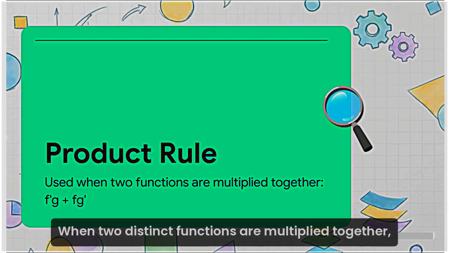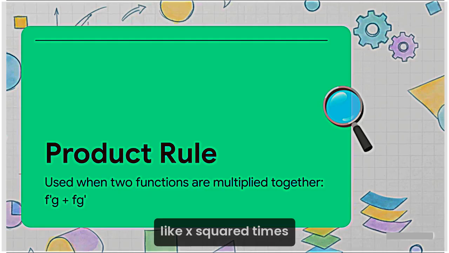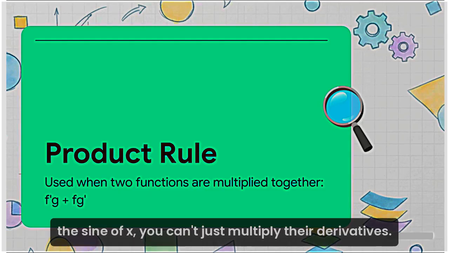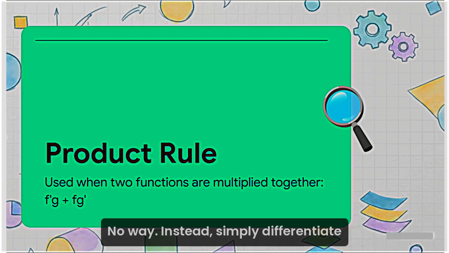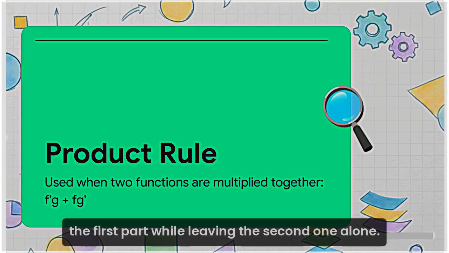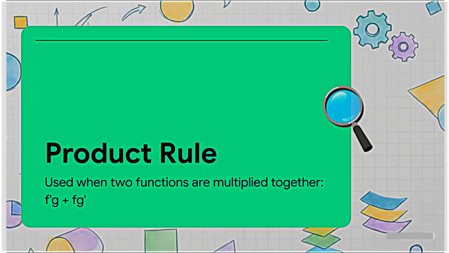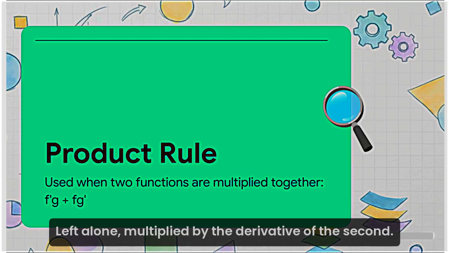When 2 distinct functions are multiplied together, like x squared times the sine of x, you can't just multiply their derivatives. No way. Instead, simply differentiate the first part while leaving the second one alone, then add that to the first part left alone, multiplied by the derivative of the second.